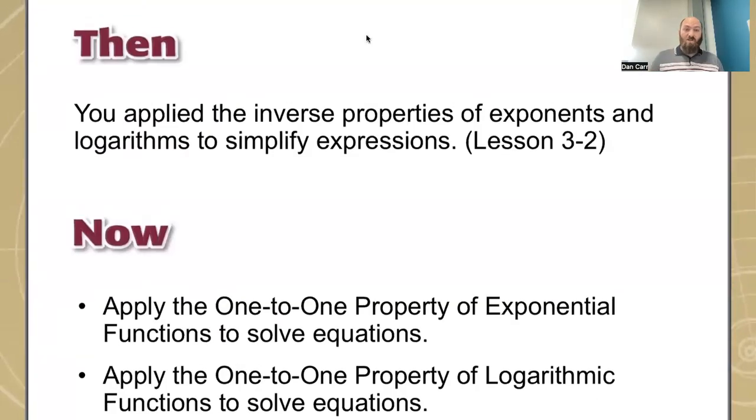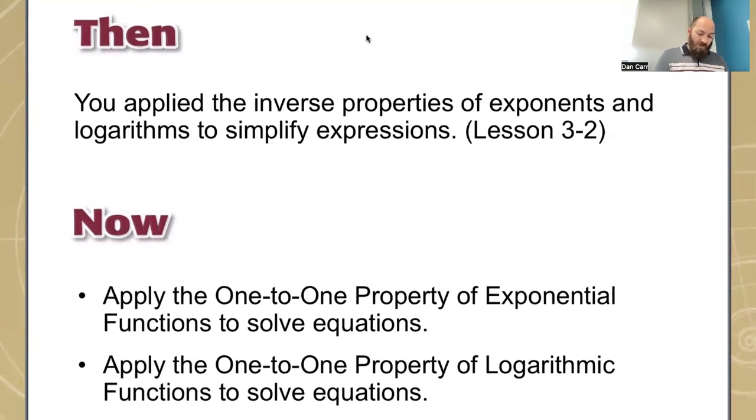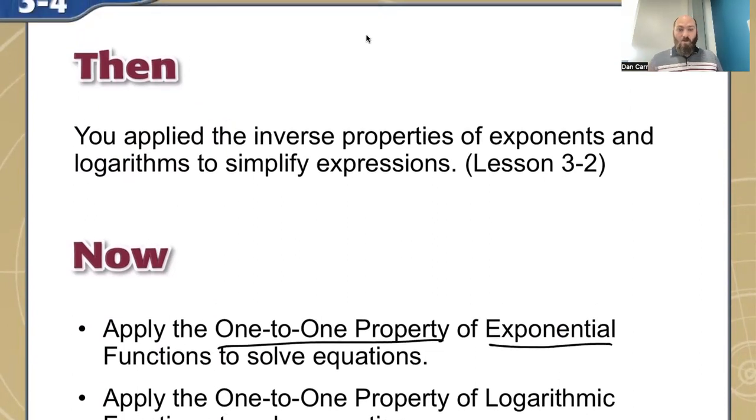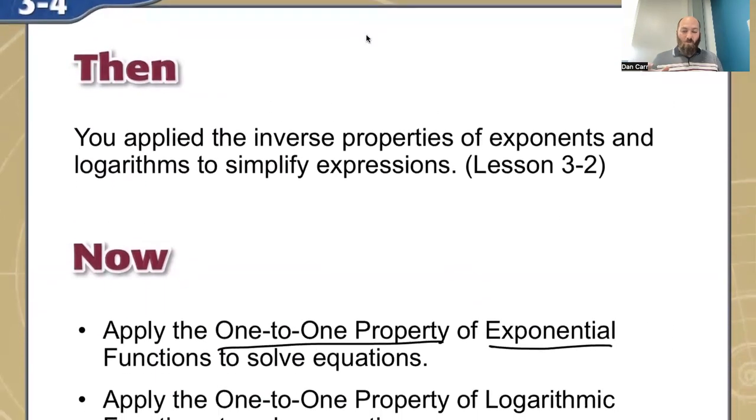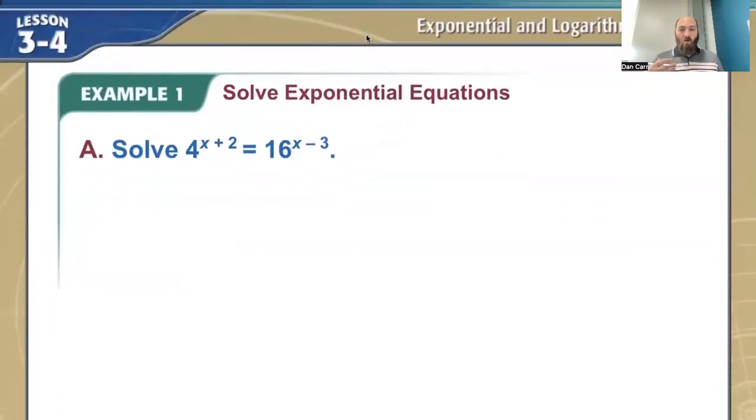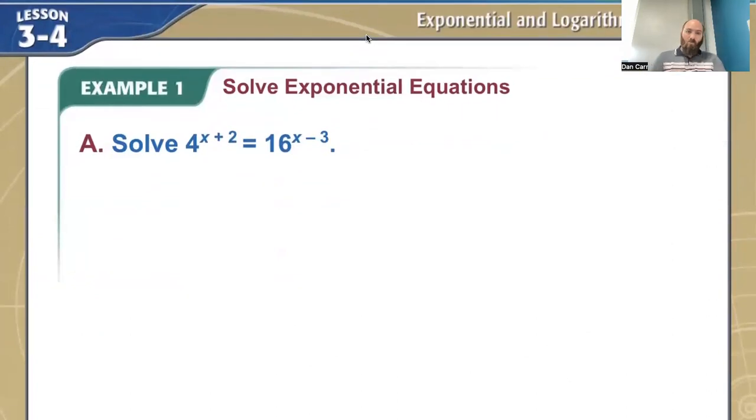Today we're going to be looking at solving some equations here. Specifically, we're going to be looking at solving exponential equations. We're going to use what's called the one-to-one property to help with that. We're also going to be able to use our logarithms to help us with that as well. But the main goal here is to solve. So, for example, we're going to look at solving these exponential equations here.